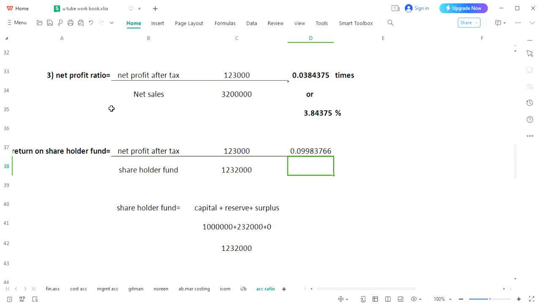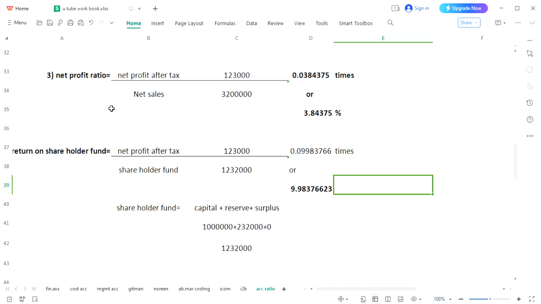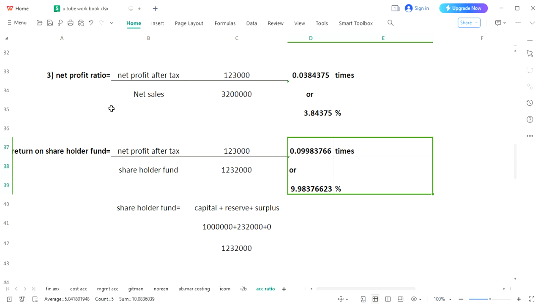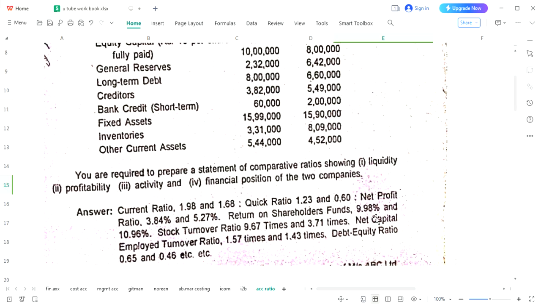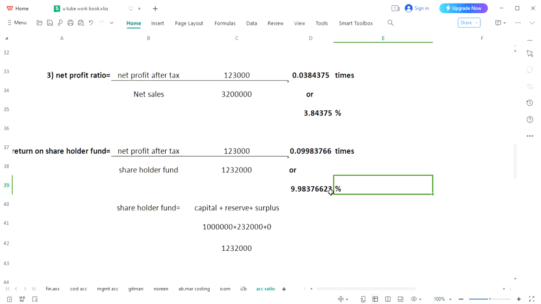So we have got 0.0998. This is in terms of times, or if you want to write it in terms of percentage, for that you will just take this amount and multiply it with 100, you will get your answer in terms of percentage. Now we will see what kind of answer is given in your question. You have calculated return on shareholder fund 9.98. So here return on shareholder fund 9.98, it means answer is given in terms of percentage, not in terms of times. But if you write your answer in terms of times, that is also acceptable.